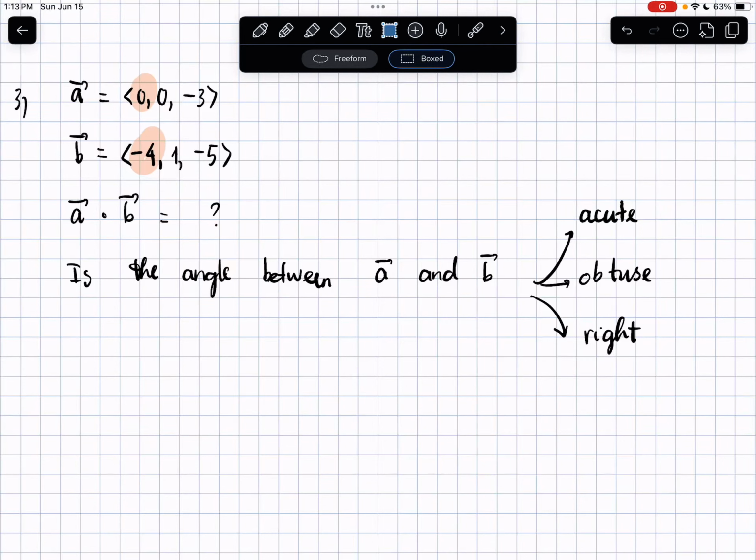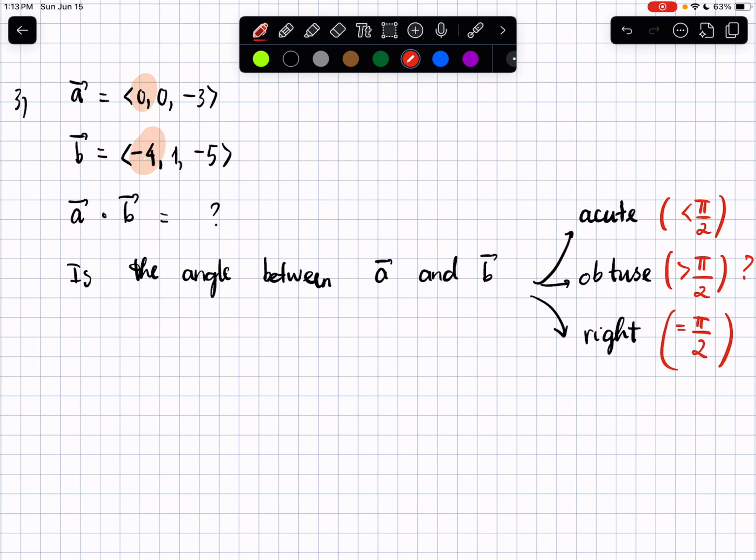Two vectors A and B, we need to compute the dot product of A and B. We need to check if the angle is acute, obtuse, or right, which means whether the angle is less than pi divided by 2, bigger than pi divided by 2, or equal to pi divided by 2. Let's do the first part.